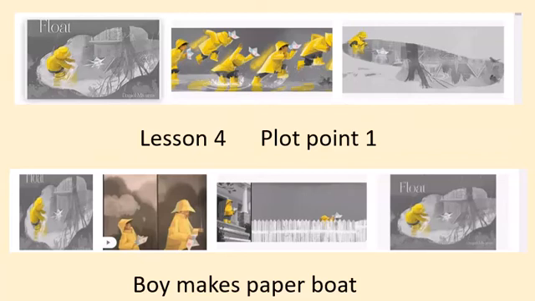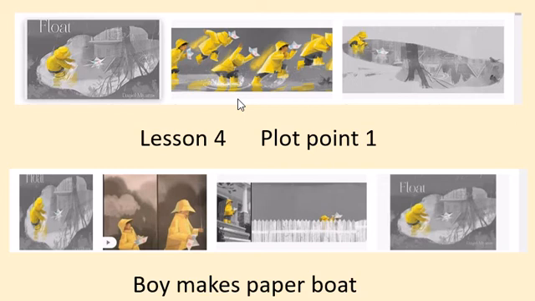Good morning, children. Today we're starting our new unit of work called Float. And today is lesson 4, plot point 1. Boy makes a paper boat. Now, I hope you really enjoyed making your paper boats on Monday. They were quite hard. We found it quite hard in class, but we persevered. And I loved all the pictures that you sent on the class dojos.